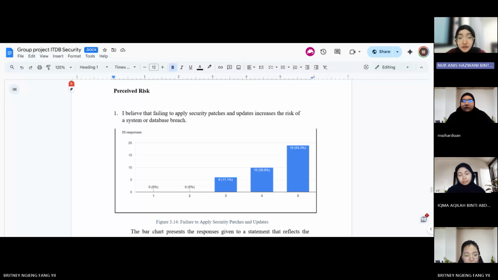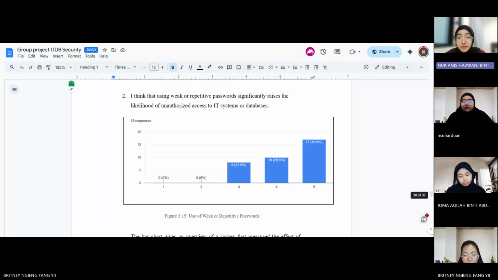And then next, for figure 3.15, weak or repetitive passwords, 77.2% of respondents believe that weak or repetitive passwords make it much easier for unauthorized users to access systems. This confirms that students are aware of the risk of poor password habits.